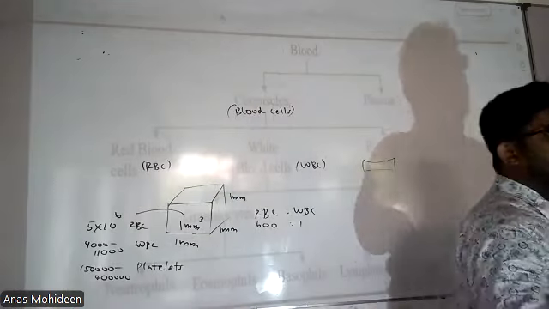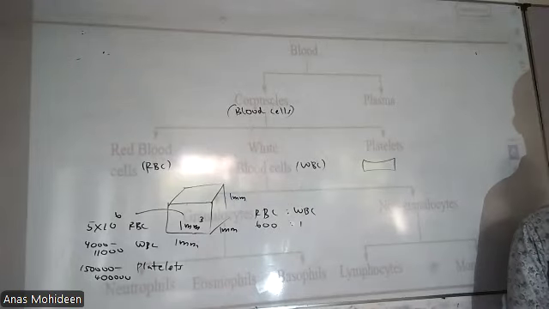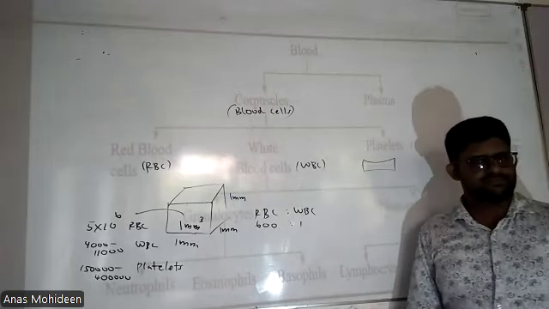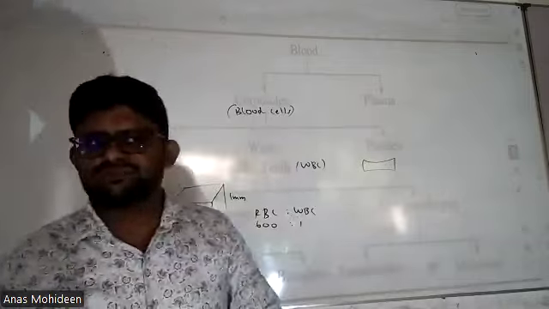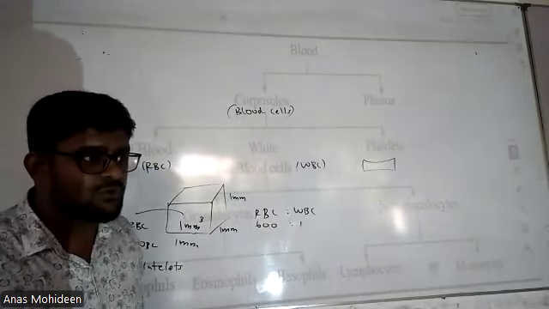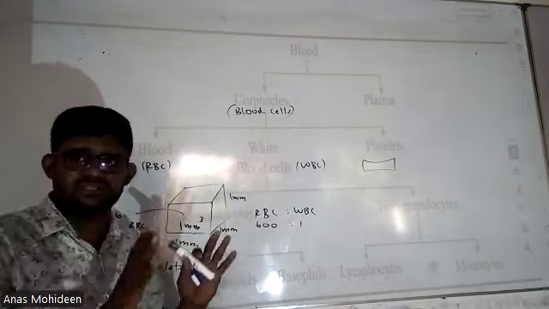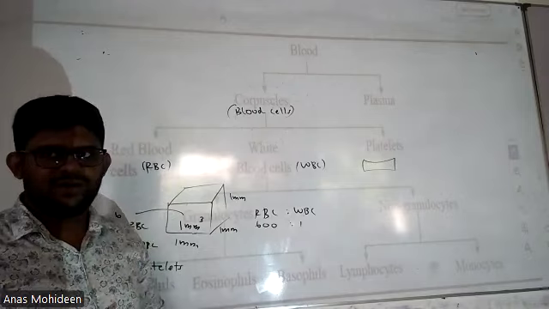WBC has a nucleus, right? So there is a nucleus within WBC, but RBC has no nucleus. So what is the advantage of that? Now these are the structural differences I spoke about. Okay, what are the structural differences?